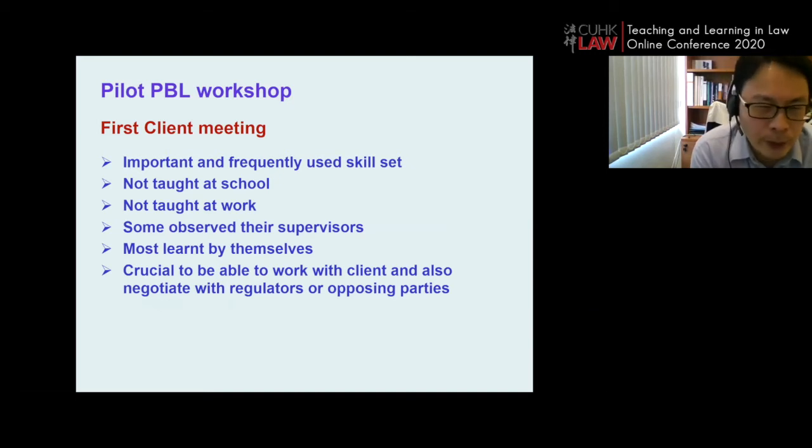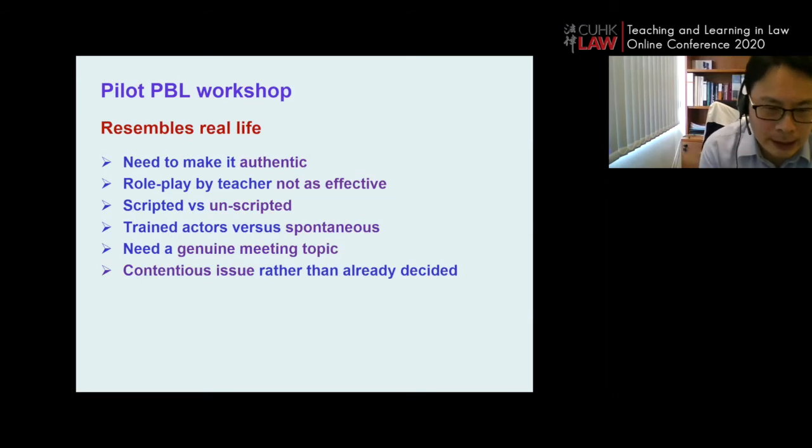but it's not really taught at school. Based on my understanding, it's not taught at work either. People think that once you start working, they'll teach you everything you need to know. It's actually not true. Most people, if they're lucky, attend a meeting with a supervisor and observe, but most basically have to learn by themselves. So I wanted to give them a chance to try it during the course, because in the safety of school, if they make a mistake, they'll learn from it, but they don't have to make a mistake in real life. So I tried to make it more authentic.